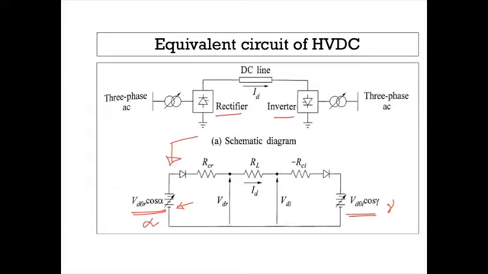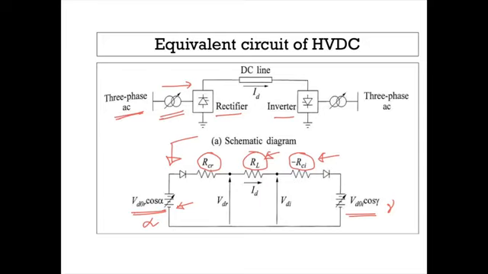The two-terminal HVDC link consists of three resistances. Resistance RCR represents the resistance of the rectifier because of source inductance. The RCI represents the resistance of the inverter due to source inductance, and RL represents the resistance of the line. The rectifier is connected to the three-phase AC supply through a transformer which has the facility to change its taps so that the input voltage to the rectifier can be controlled.